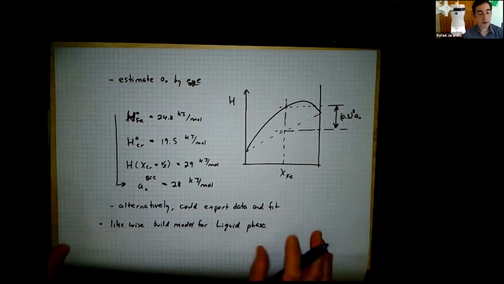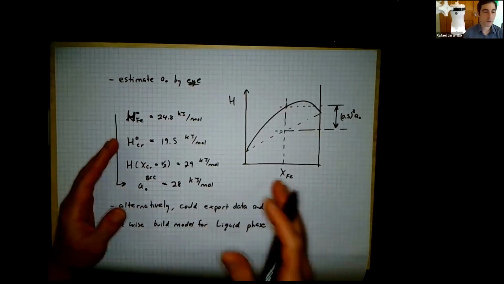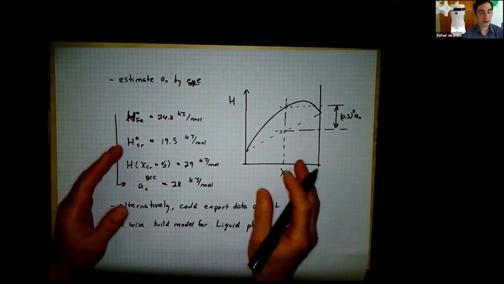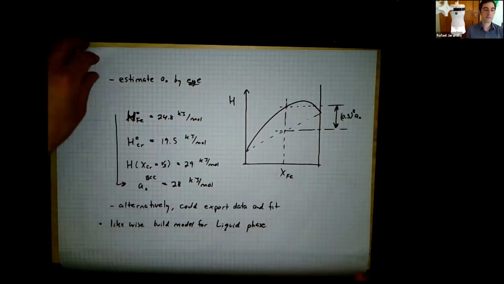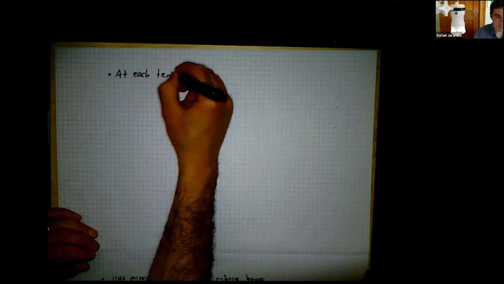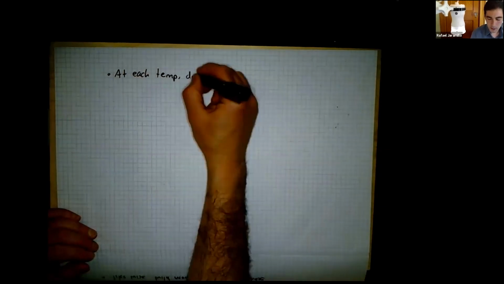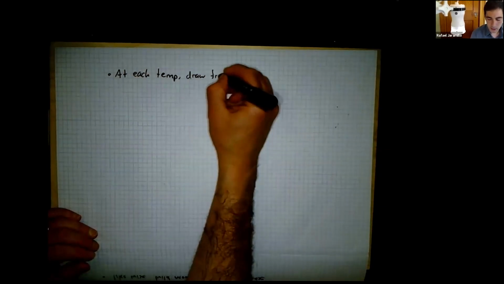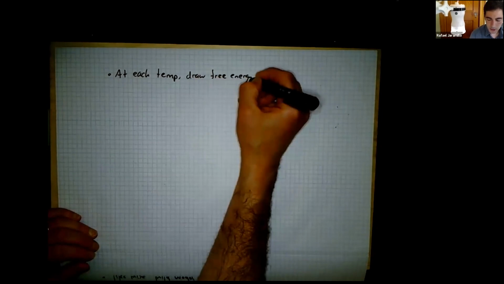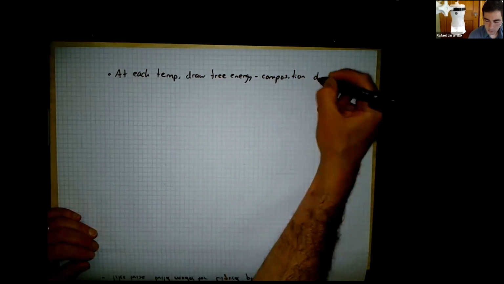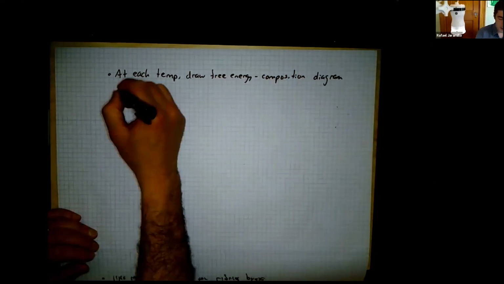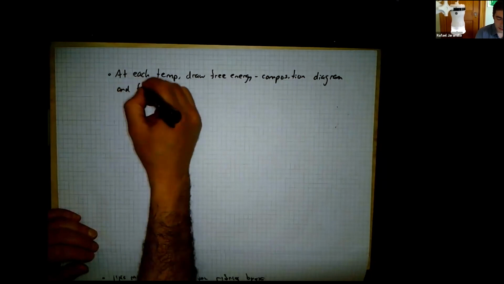All right. Now we have a model for pure chromium. We have a model for pure iron. We have a model for the liquid phase solution. We have a model for the solid phase solution. What do I do next? At each temperature, we draw free energy composition diagram and find common tangents.